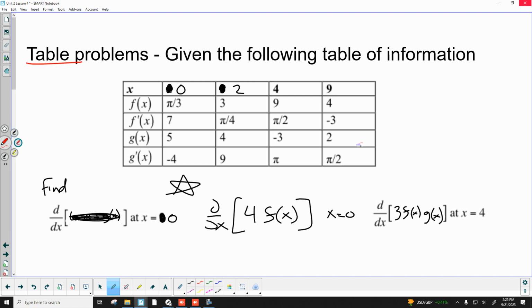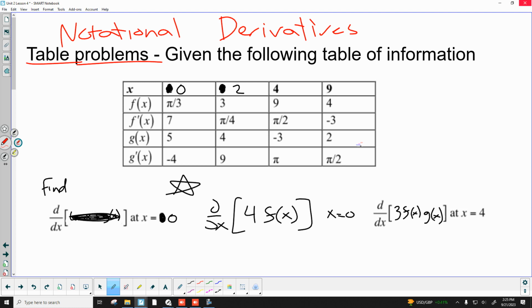These table problems are also like notational derivatives. You students hate notation and writing f prime and writing g prime and stuff like that. You just write the derivative of x cubed, you say 3x squared. But if I ask you what's the derivative of 4f of x at x equals 0, I need you to be able to get that it's 28. The answer is 28.